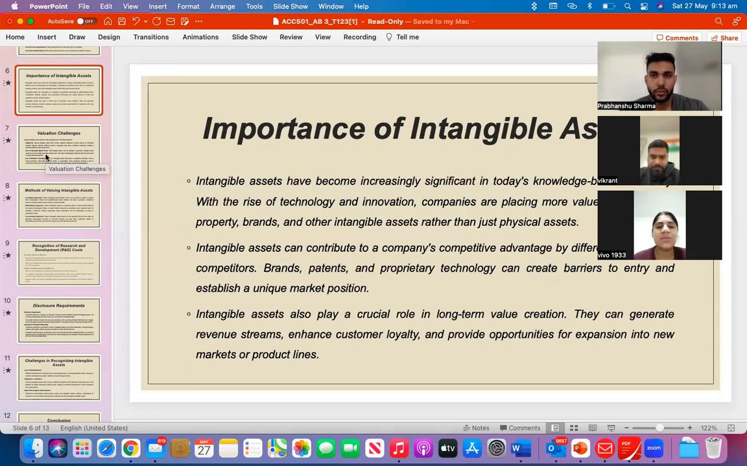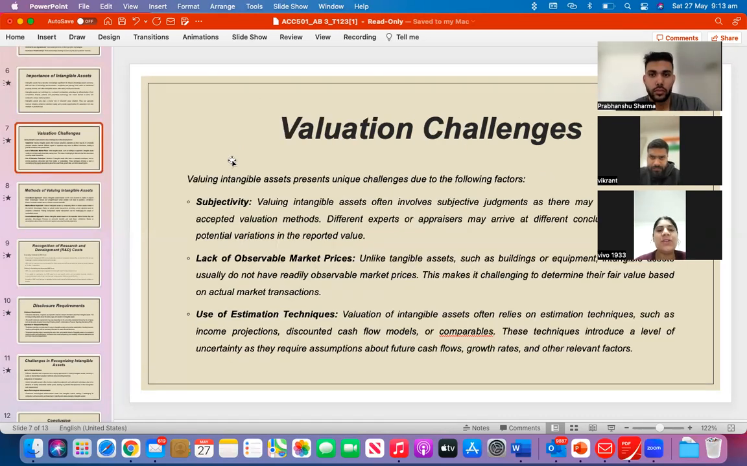Intangible assets can contribute to a company's competitive advantage by differentiating it from competitors. Brands, patents, and proprietary technology can create barriers to entry and establish a unique market position. Intangible assets also play a crucial role in long term value creation. They can generate revenue streams, enhance customer loyalty, and provide opportunities for expansion into new markets or product lines. Moving to the next slide, that is valuation challenges.